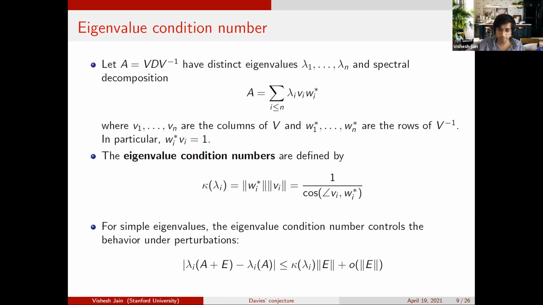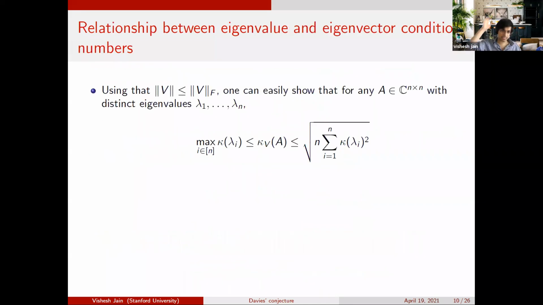the eigenvalue condition number. The reason you can do that is relatively simple, because remember, what is the eigenvector condition number? You write down a matrix as V D V inverse, and then you're looking at the norm of V times the norm of V inverse. So you're looking at the operator norm, and you know that the operator norm is bounded by the Frobenius norm. And if you think about what the Frobenius norm is, this exactly gives you the squares of the eigenvalue condition numbers.